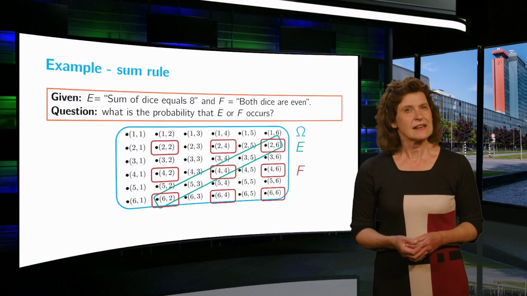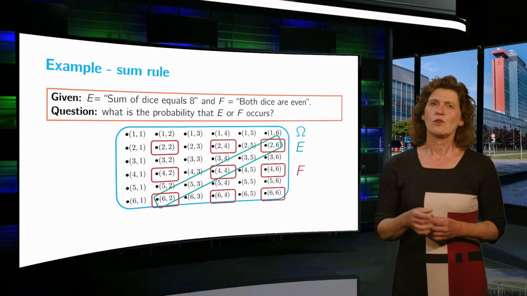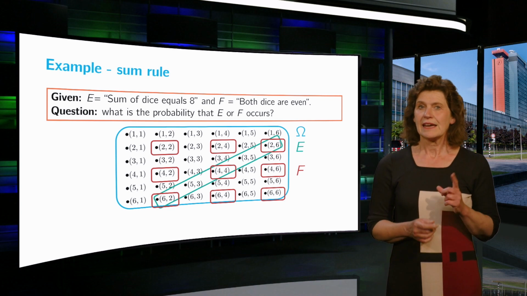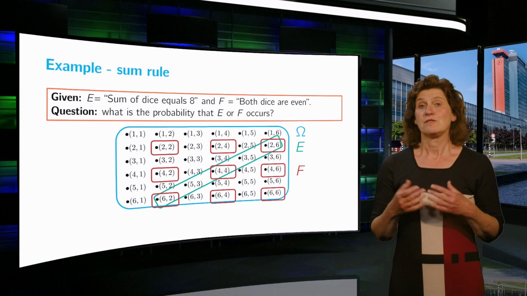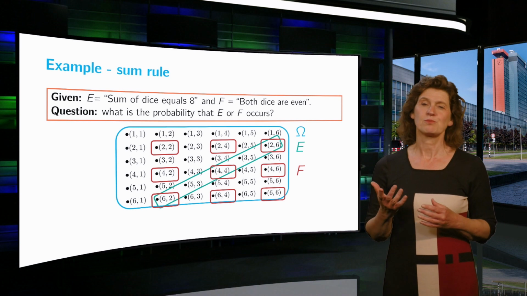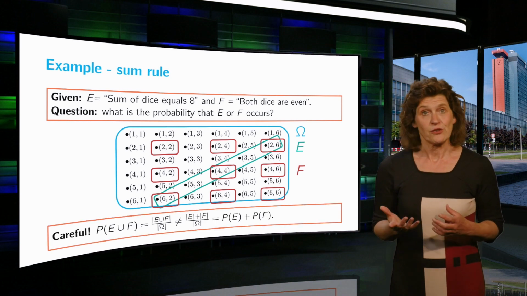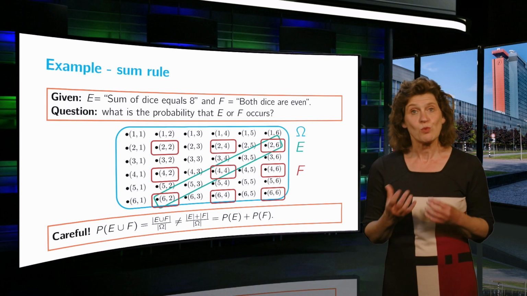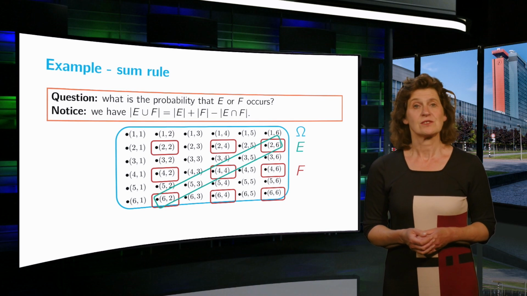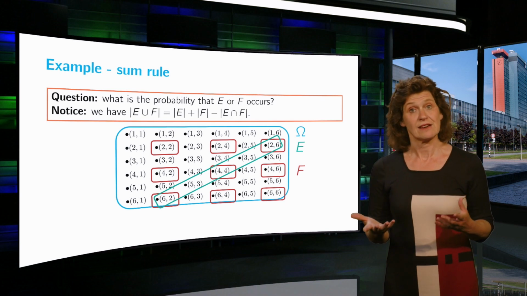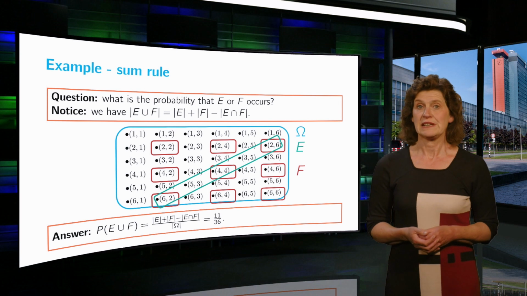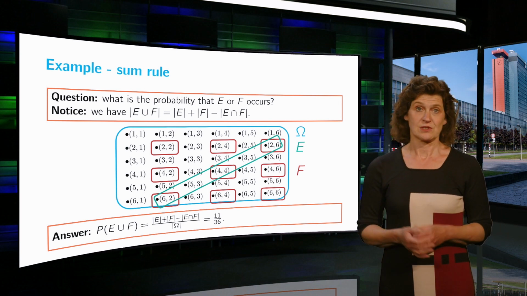However, we need to be careful when considering unions. Recall our event F, that contains all outcomes where both dice are even. Can we now compute the probability that E, the event that the outcomes sum to 8, or F occurs by simply adding their respective probabilities? Clearly not. By adding them, we would count the outcomes twice for which both E and F occur. We should therefore subtract the number of outcomes that are contained in both E and F in order to compute our probability. In this way, we find the probability of 11 in 36 that E or F occurs.